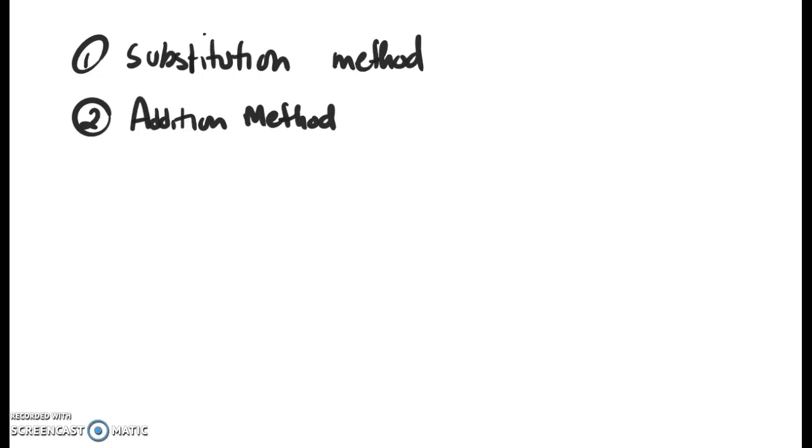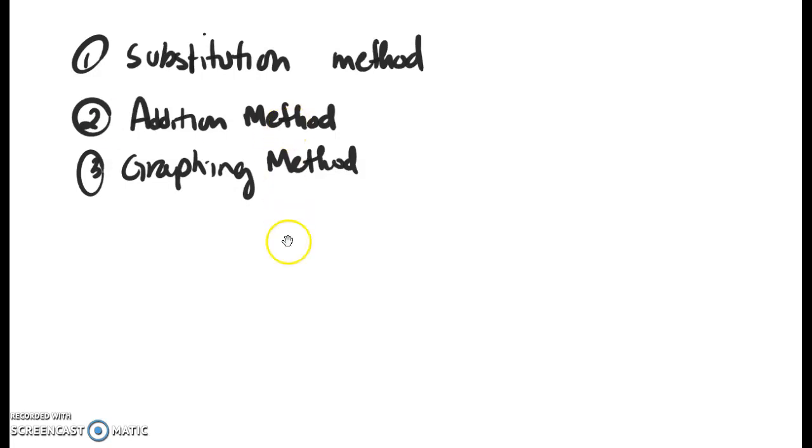And the third method that we'll explore is the graphing method. And with the graphing method, what you have to do is you graph both equations and you find where they intersect. So with the substitution method, let's start with that.